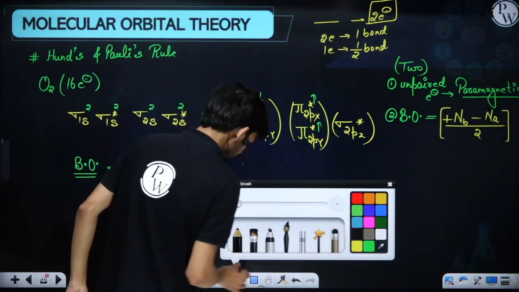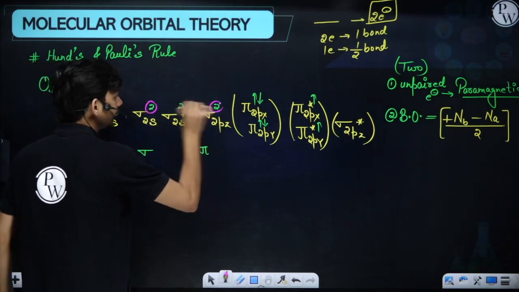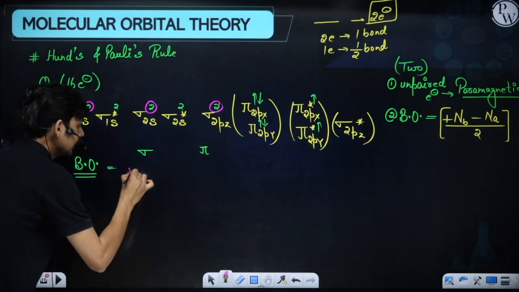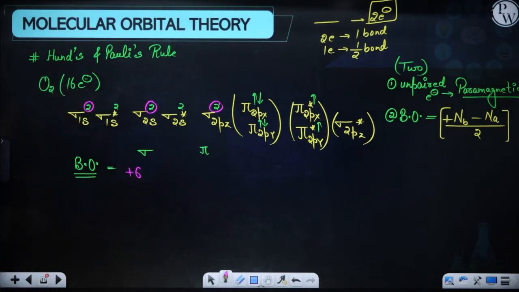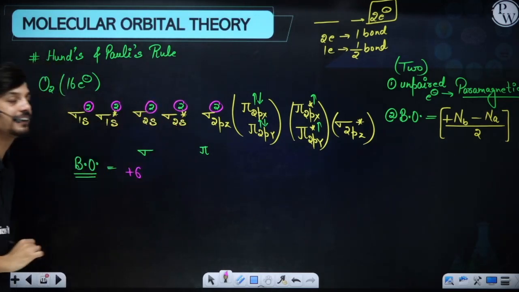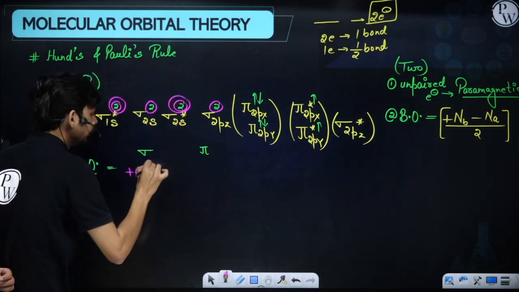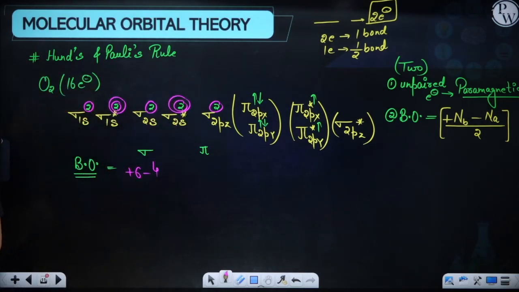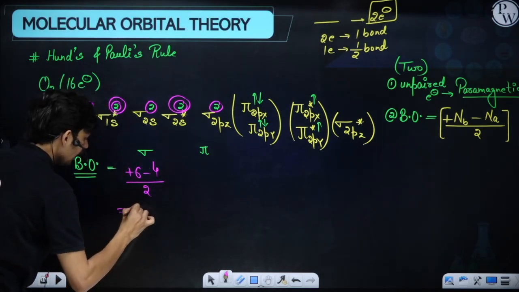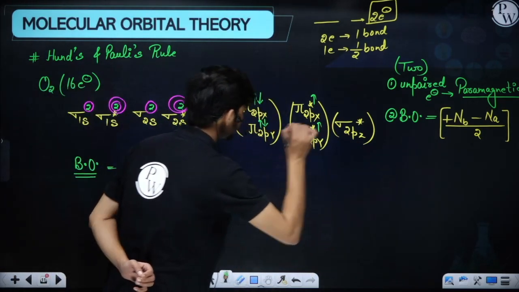See here. Sigma electrons: 2 bonding, 2, 4, 2, 6. We are having 6 sigma electrons in the bonding orbital, so these 6 electrons will contribute in the formation of the bond. We are having 2 and 2, 4 electrons in the anti-bonding orbital, and these 4 will contribute in breaking of the bond. That's why the minus sign. We divide both by 2 because the contribution is half. That is, we will get 1 sigma bond.